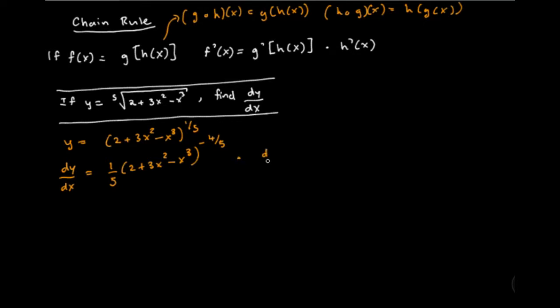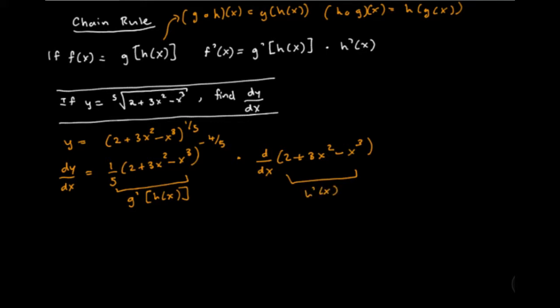It's basically this portion, h(x). Then what you want to do is find the derivative of the inside, h(x). So what we just did for the first part was find g'(h(x)). Okay, so all of this was g'(h(x)). But then you want to find the derivative of h(x). In this case, you're finding the derivative of 2 + 3x^2 - x^3. Okay, so this portion here is the h'(x) portion.